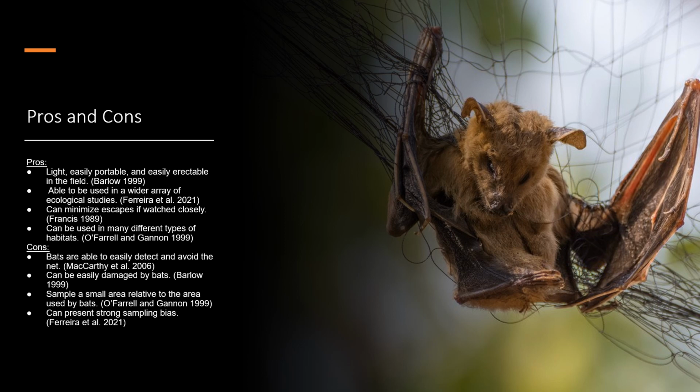However, the cons include that bats are able to easily detect and avoid the nets. They are also easily damaged and sample a relatively small area. Due to this, they can present a strong sampling bias.